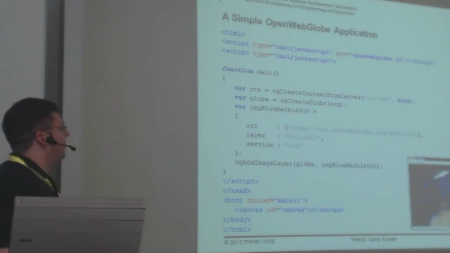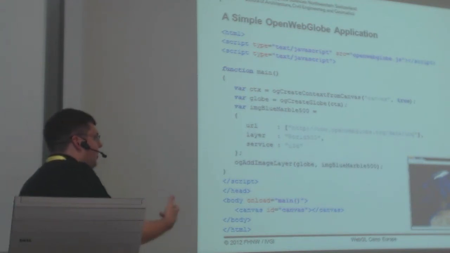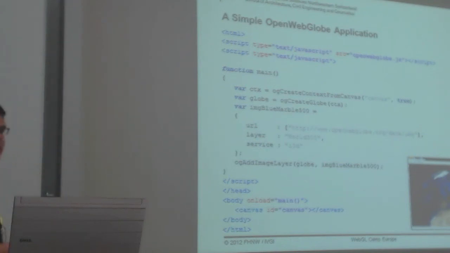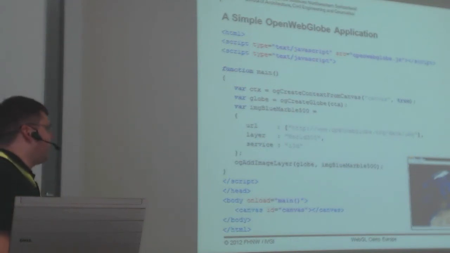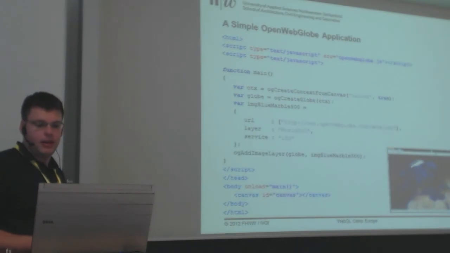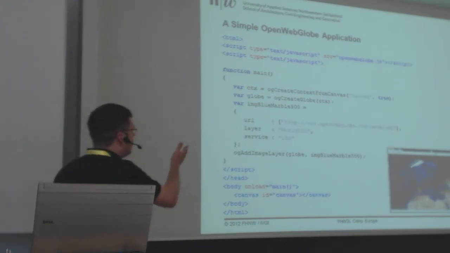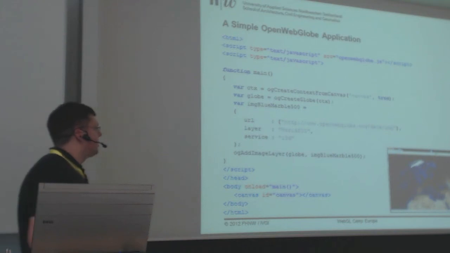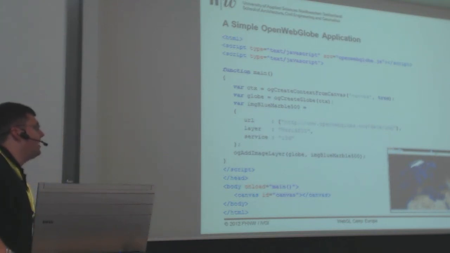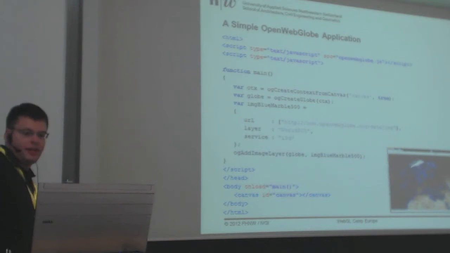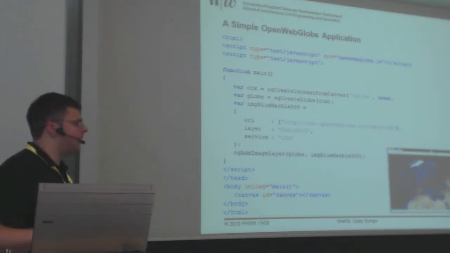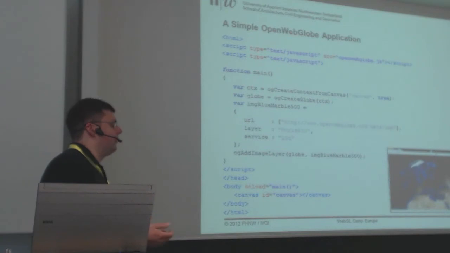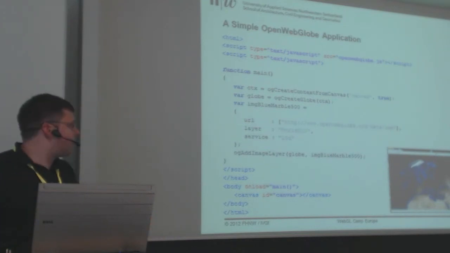And then all you need to do is tell OpenWebGlobe where the images to download are, where the elevation data is, and so on. I've added here just an image layer. There is a Blue Marble image of the whole world, and you just have to specify the URL, the layer, and the so-called service. Then you have this function OG add image layer, and you tell OpenWebGlobe where to download the images. So I think it's quite easy.